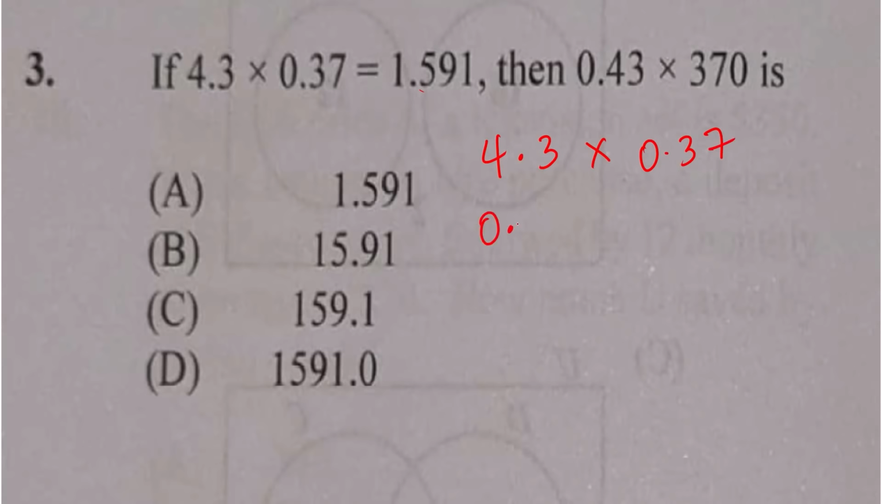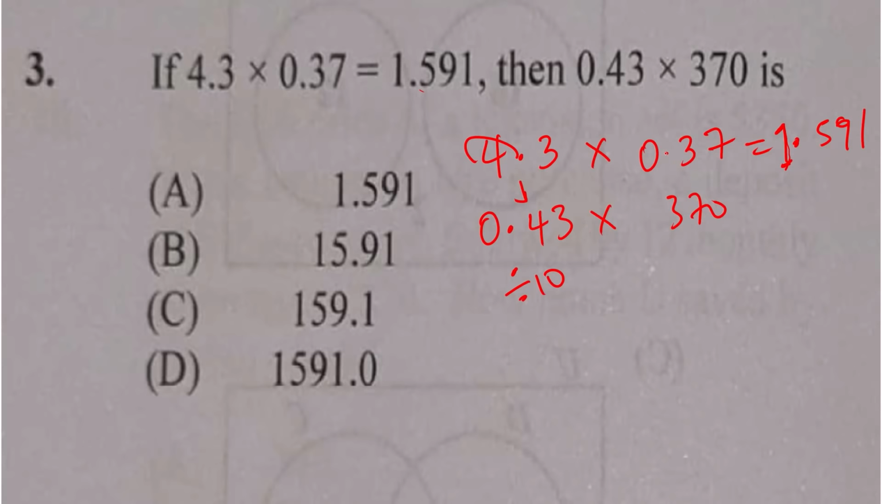So this now becomes 0.43 times 370. This gives me 1.591. Now here's a little trick, and it may not be conceptually correct, because I'm going to say the decimal point moves. I know that the decimal point does not move, but just for teaching purposes. So we have 4.3 and it becomes 0.43. That means it is divided by 10.